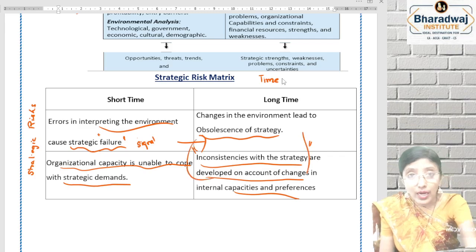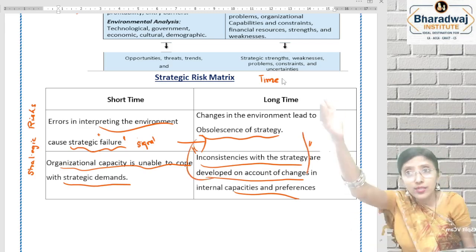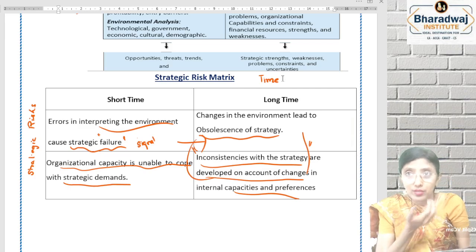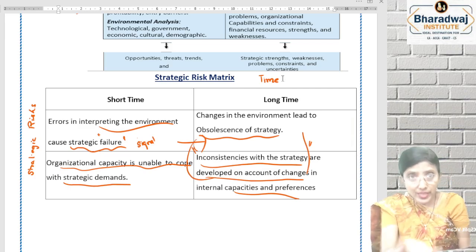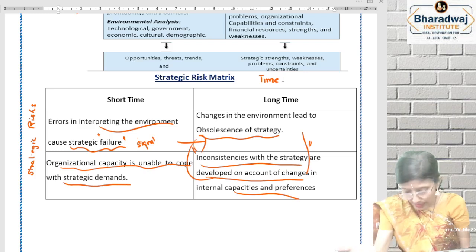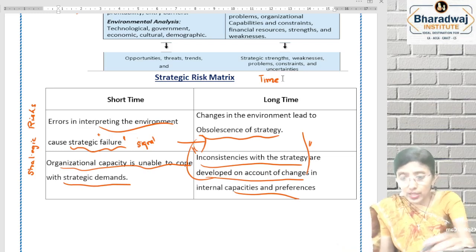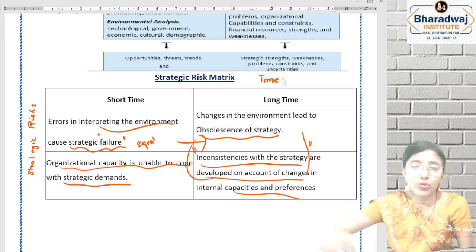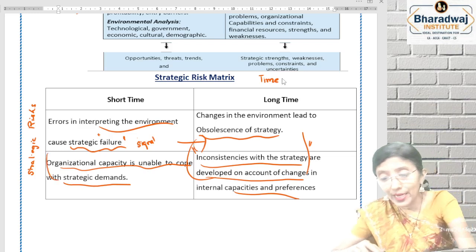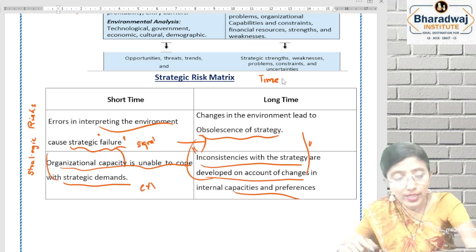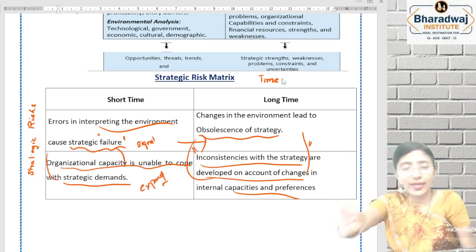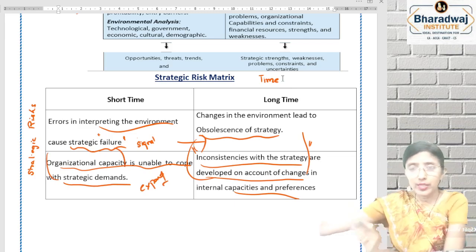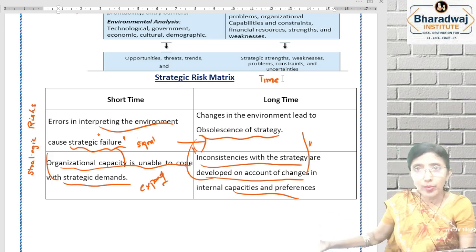What do you see? My resources are not consistent with the strategy formulated. It's something serious, the consequence is serious. Are you able to understand this? Organizational capacity is not able to meet strategic demands. What would you do now? Now I have to expand my organizational capacity. Is it the right answer or no? My strategic demands are such that it is not able to meet.